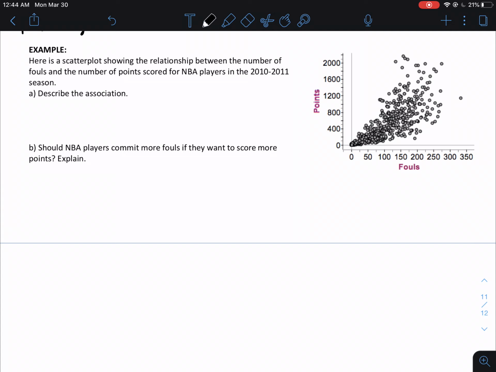So first thing that I would maybe talk about would be the direction. I think we could all agree that this definitely has a positive direction. As the number of fouls increase, so do the number of points. As for the strength, I would maybe put this as kind of a moderate to strong.